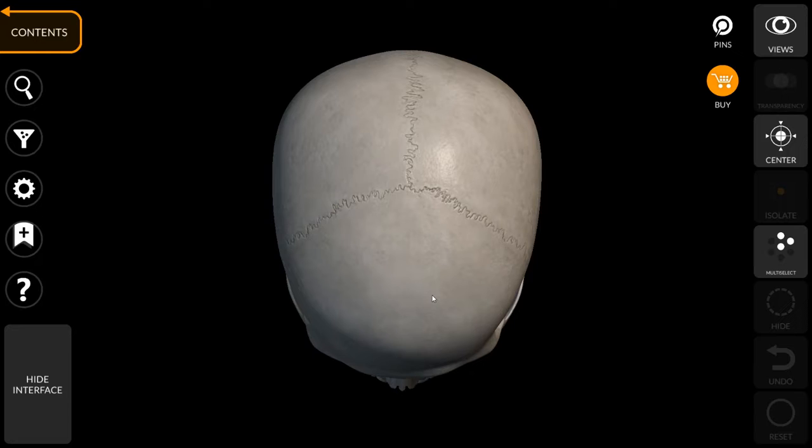In this case, now I just looked at a superior view of the skull. We have this bone right here, the frontal bone, separated by the coronal or frontal suture. Posterior to that are paired parietal bones, and they are separated by a sagittal suture.